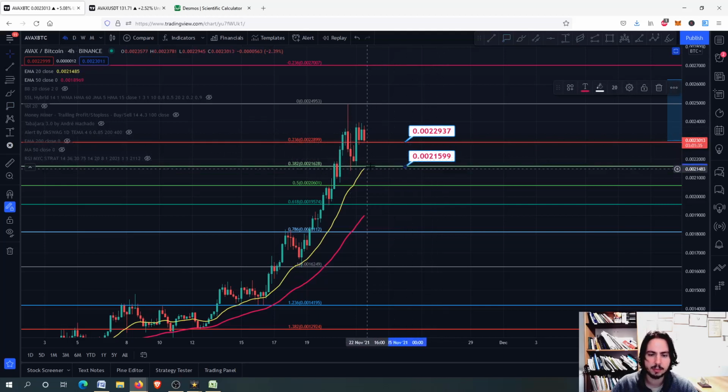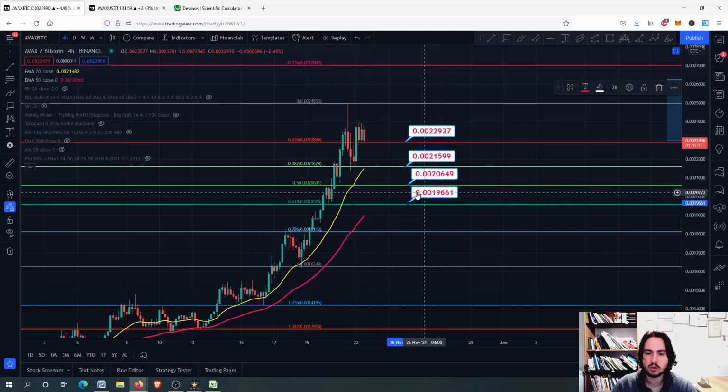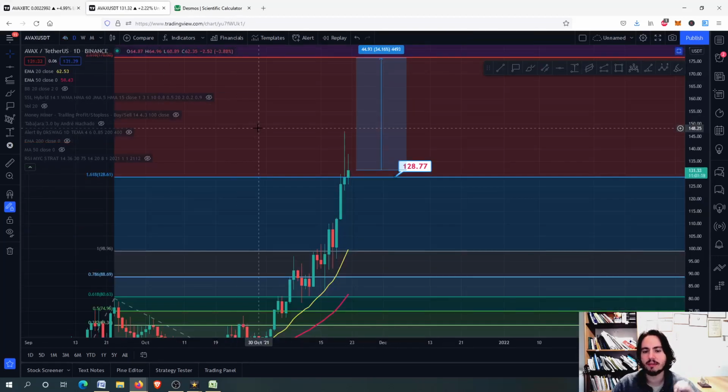Maybe we find a little bit of a buying pressure right there, but I think that you should be focusing more onto this support level, the 0.618 Fibonacci retracement level, 0.2019660, 66.1, sorry. Let's go to the price analysis for Avalanche USDT.